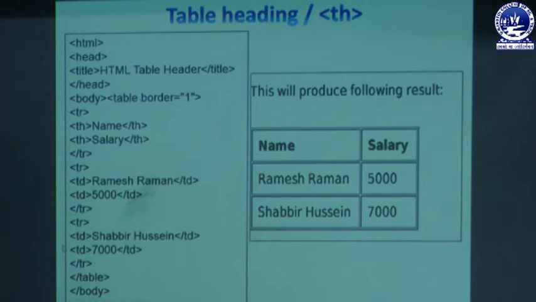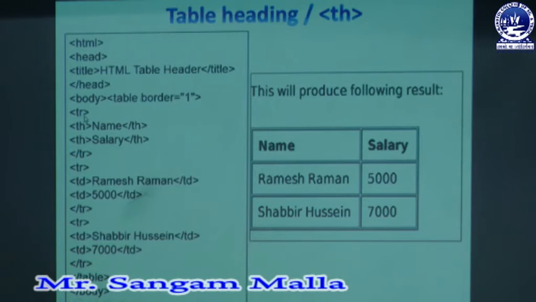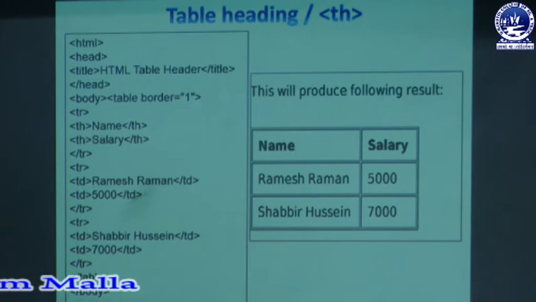Similarly, we have defined another table row in which we have stored the details, that is Sabir Hussain, and another value is 7000. So Sabir Hussain is the third row, column 1, and 7000 becomes the third row, column 2. So here we have 3 rows and 2 columns in each row. You can see over here the source code has 3 tr tags, that means 3 rows are there, and in each tr tag, that means in each row, we have 2 values.